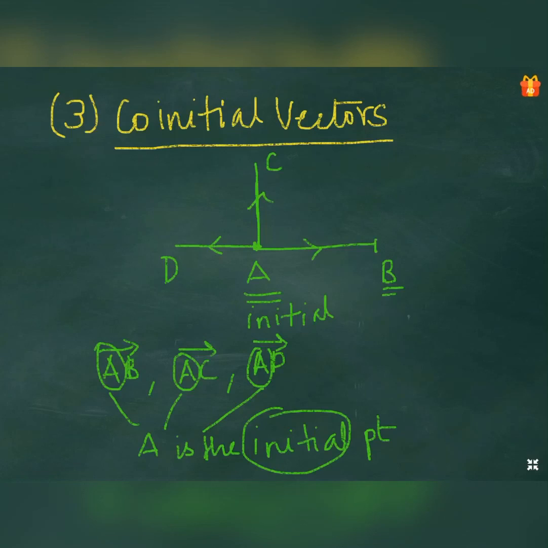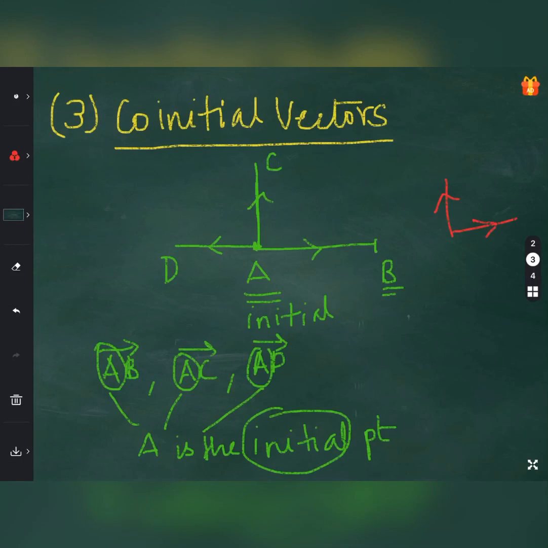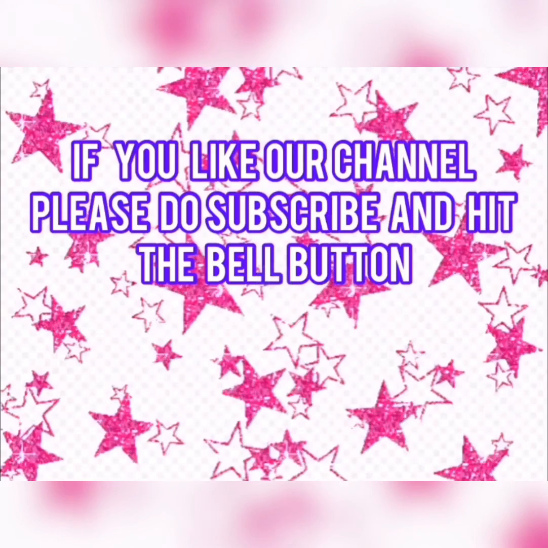The key thing to note in co-initial vectors is that all those vectors have the same initial point. So infinitely many vectors can be drawn using the same initial point, right? This is a vector, this is a vector, this is a vector, and infinitely many vectors can be drawn using the same initial point. So infinitely many co-initial vectors can be drawn.